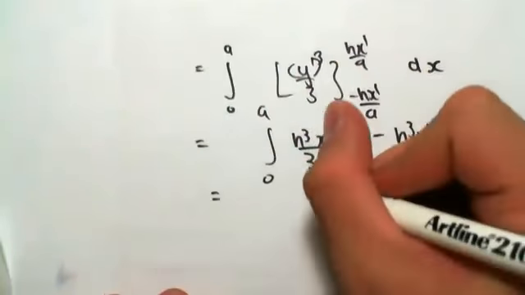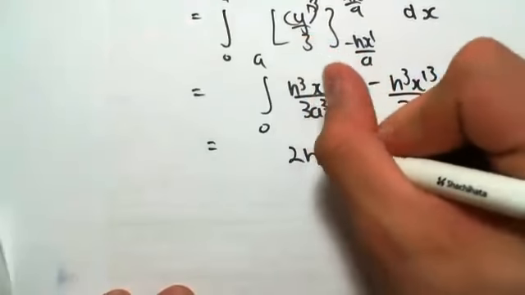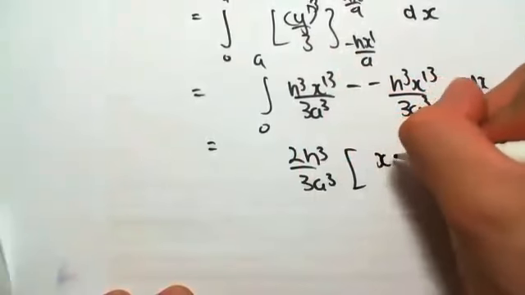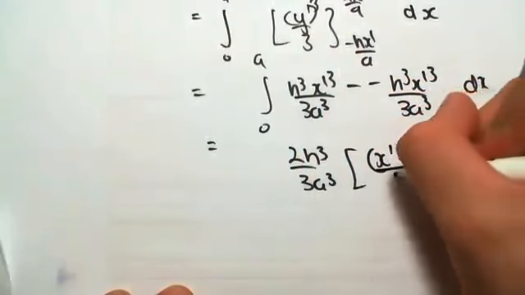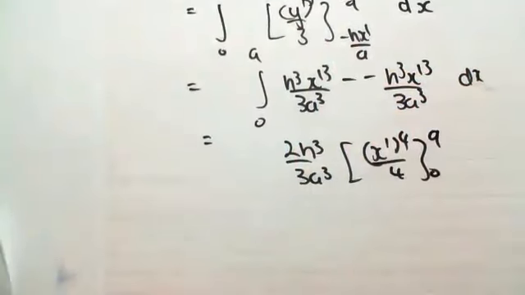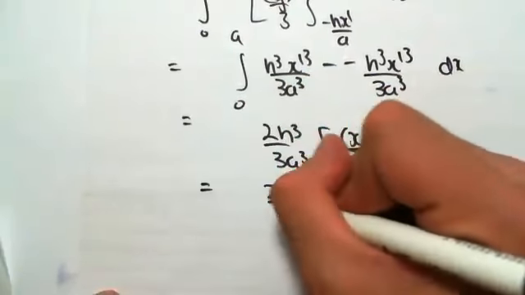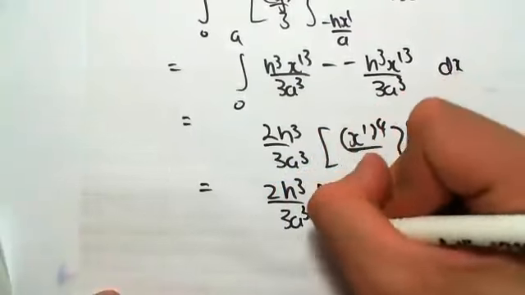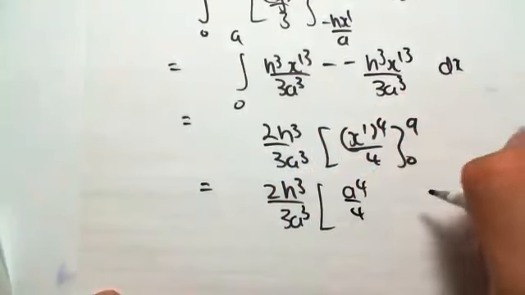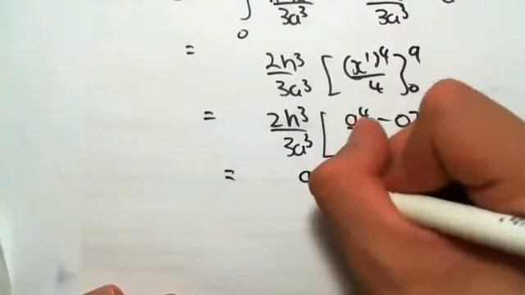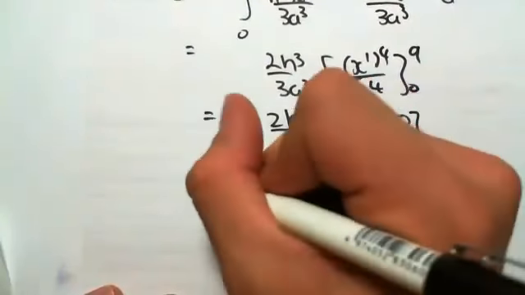I'm just going to put all the constants on the outside, so we're going to have 2h cubed on 3a cubed outside of x dash to the power of 4 on 4 from 0 to a. Solving this, 2h cubed on 3a cubed outside of a to the power of 4 on 4 minus 0. And if we were to simplify this, we would get ah cubed on 6.